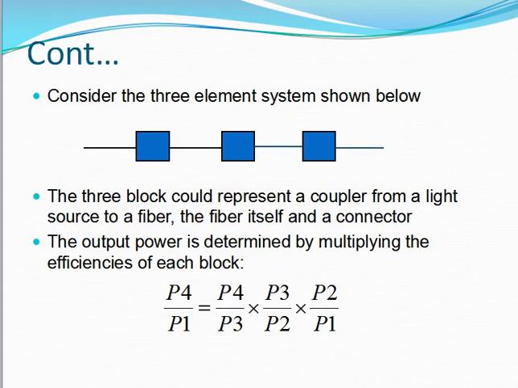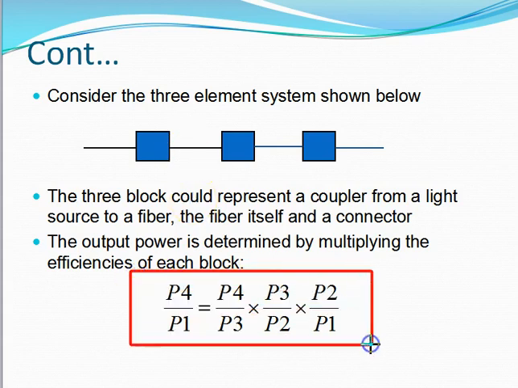If we consider three blocks that represent a coupler from a light source to a fiber, then the fiber itself and a connector, we have 4 fiber points here. 1 fiber, 2 fiber, 3 fiber, and 4th fiber. So the output power can be determined by multiplying the efficiencies of each block. This is the equation that can be used.